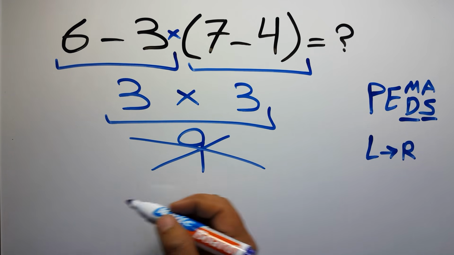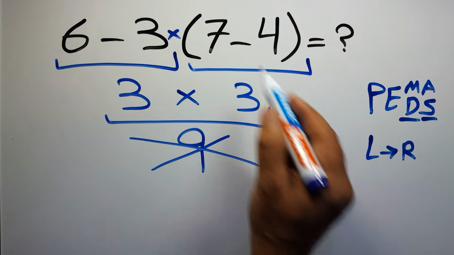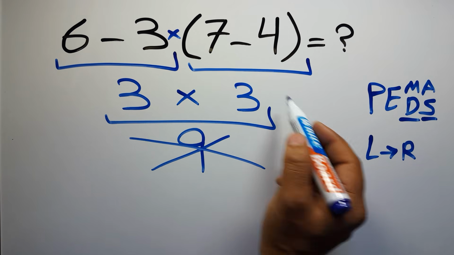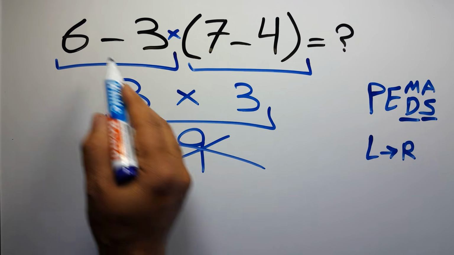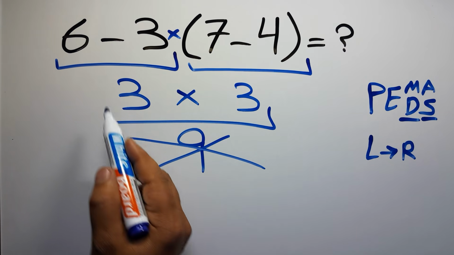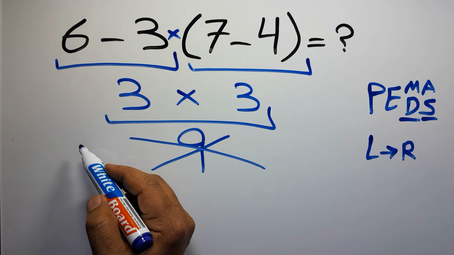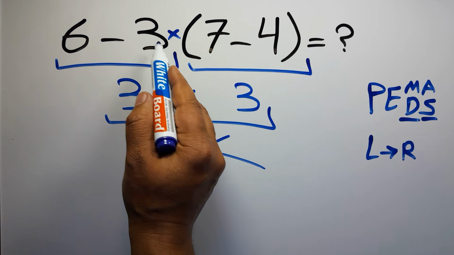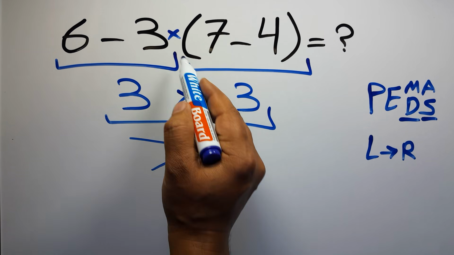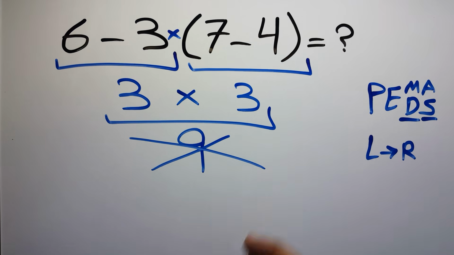Okay? So according to the PEMDAS, first we have to do this parentheses, then this multiplication, and finally this subtraction. If we do this subtraction before this multiplication or this parentheses, it is wrong.